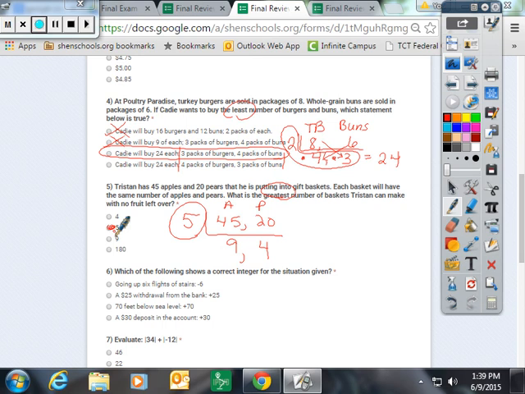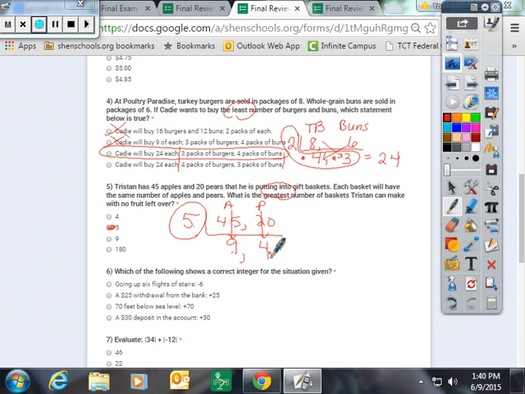If this question had gone on to ask us how many apples are in each basket, how many pears are in each basket, you look down. There would be 9 apples in each basket because 45 divided by 5 is 9, and there would be 4 pears in each basket because 20 divided by 5 is 4.